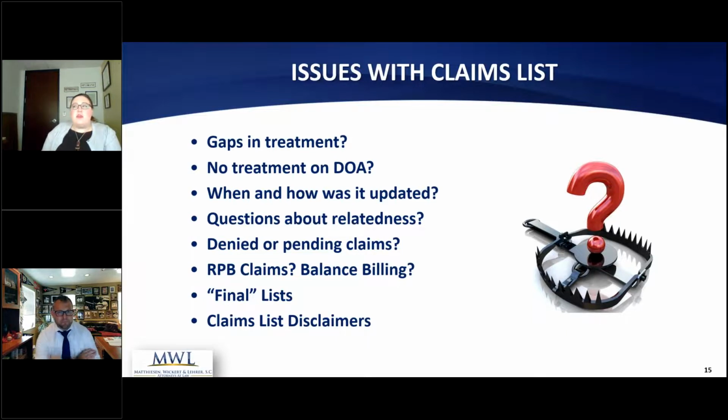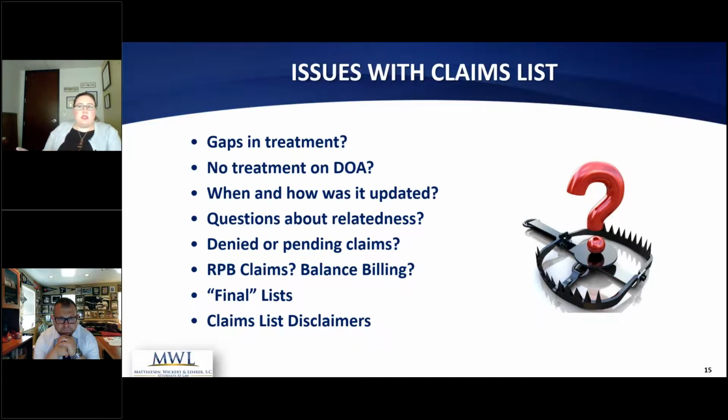These are just things that you want to be thinking about, because they may signal to you that, if there's a big gap in treatment, is there a relatedness issue that you need to be thinking about? If there's no treatment on the date of accident, do you need to be talking to either the plan or the member about where all those medical bills went? Are there claims that might be lagging behind the others for some reason?